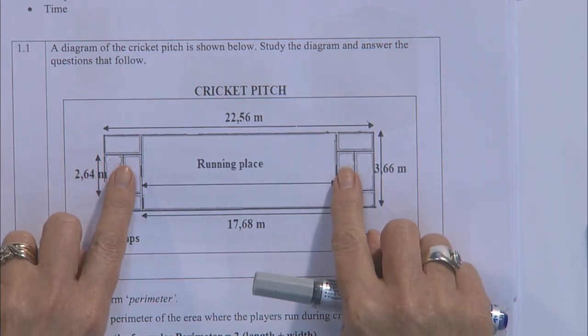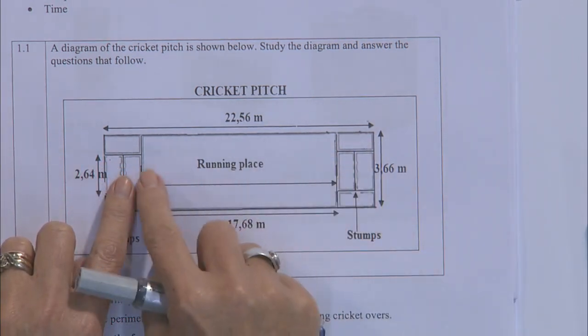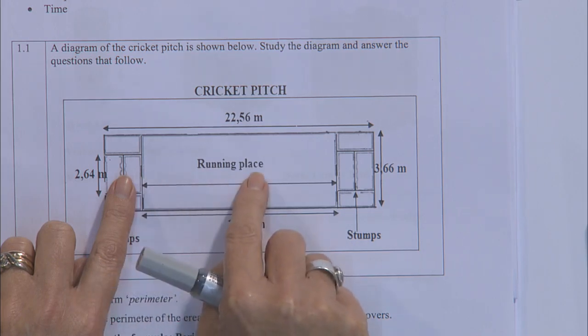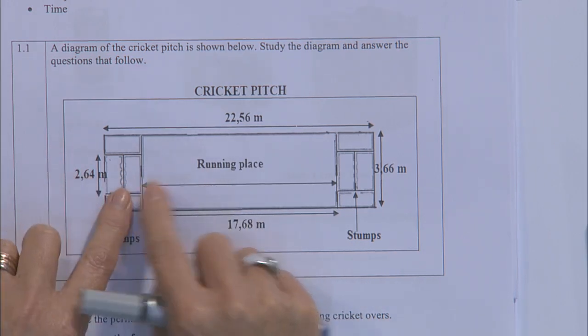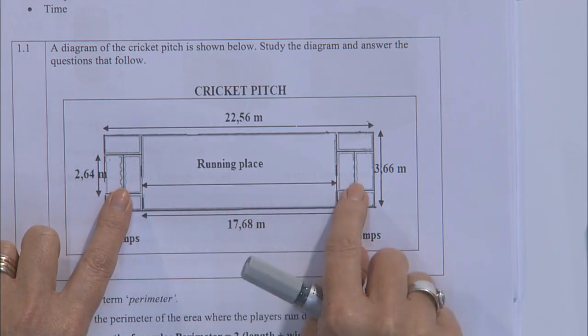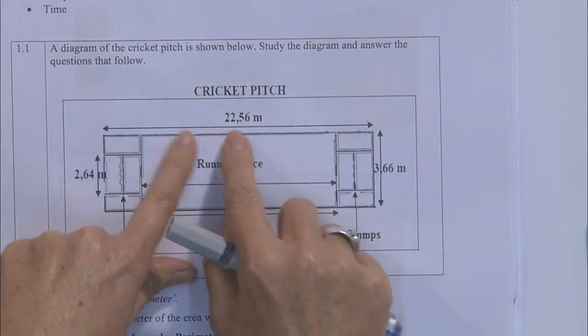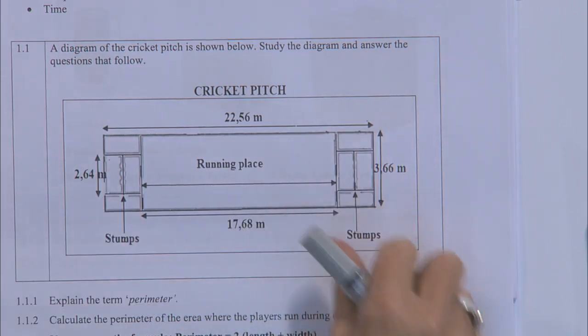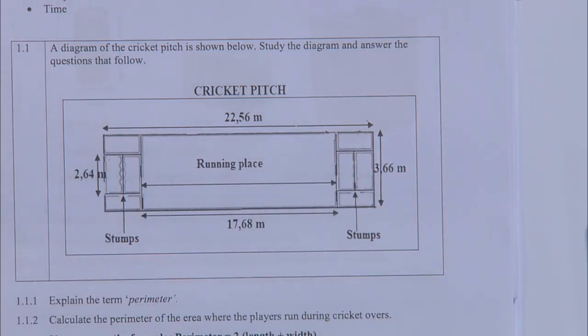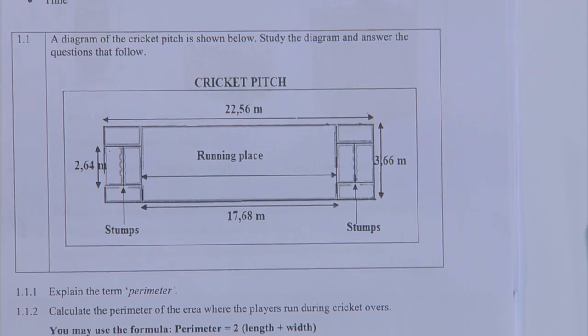And then the two batsmen need to run. They need a space to run. They call it a running place, from one stump to another stump. So that is the length of the running place. That is the length of the whole pitch. So the first question that they ask is, explain the term perimeter.